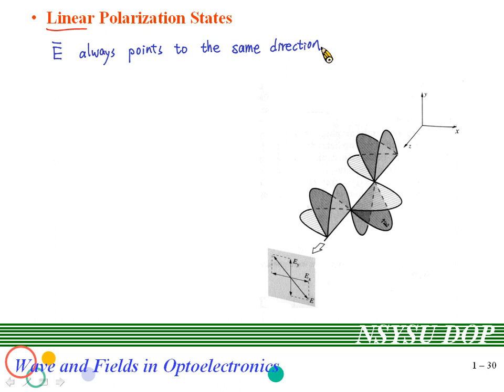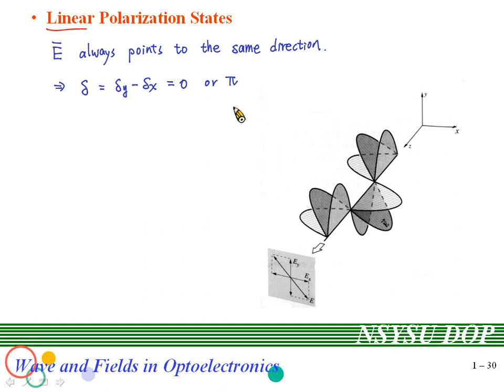If the E field of an EM wave always points to the same direction, we call it the linear polarization state. For such kind of polarization, we can have the condition that the relative phase delta, which is defined as delta sub y minus delta sub x, should be 0 or pi. Then it can be the linear polarization.